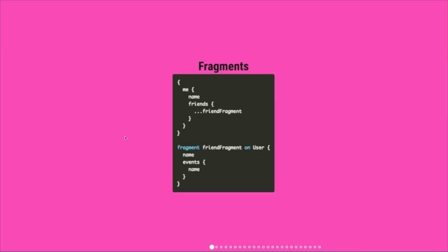So fragments. Say you end up using the same thing, like the little pic, big pic. You had the width, height, and URL in there. We could have used fragments. If we use something all the time, I can use friend fragment here, where I define the fragment, and that's going to be exactly the same as the last query, where we define our fragment down there, which is just, OK, it's a name and an array of events. Each one has a name.